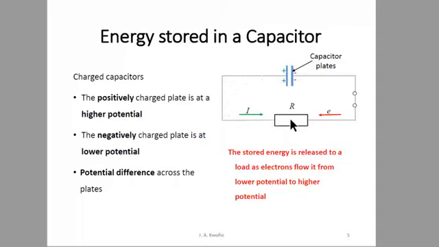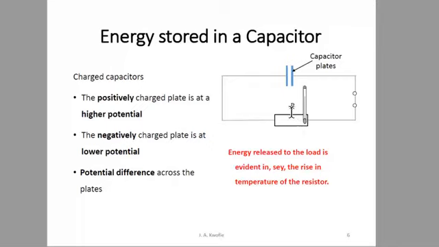By so doing, they will lose their energies to the resistor. That is evident in testing the temperature of the resistor after the electrons have flowed. You realize that it will be a little bit higher than before. That means the electrons have lost energy to the resistor, making the resistor warm.